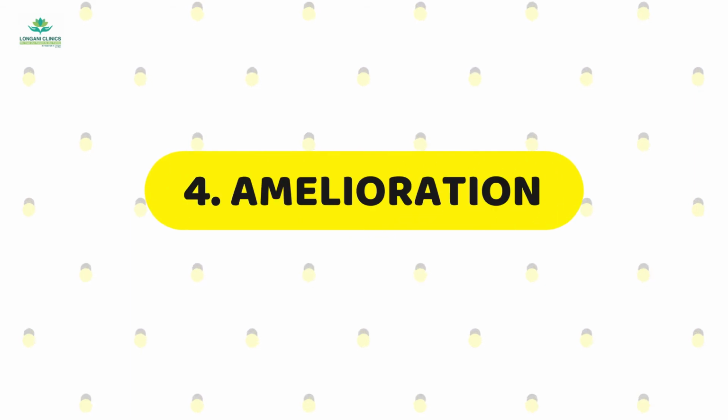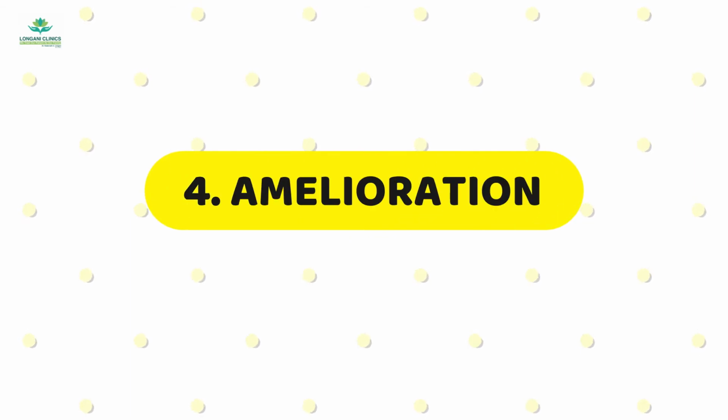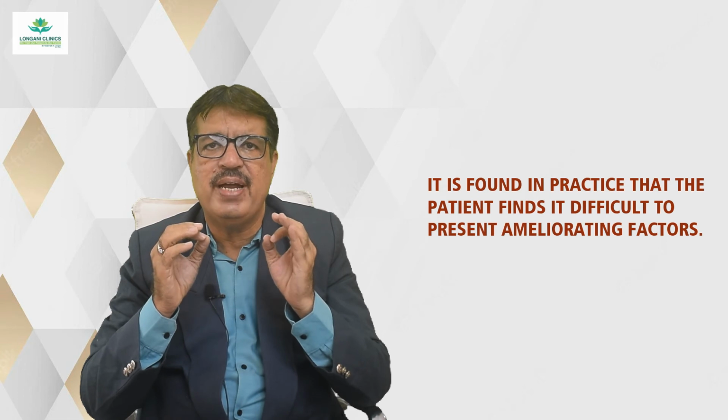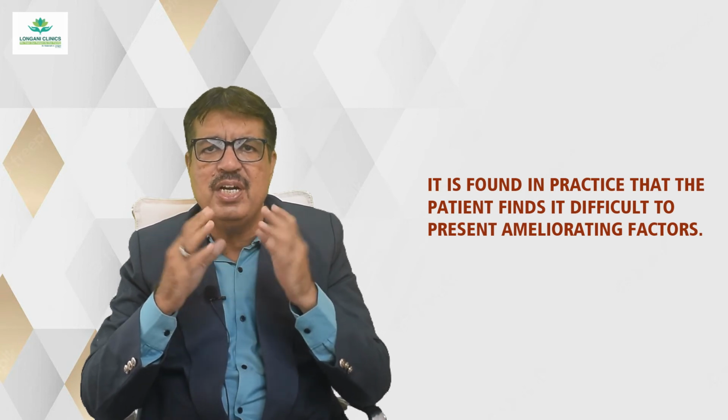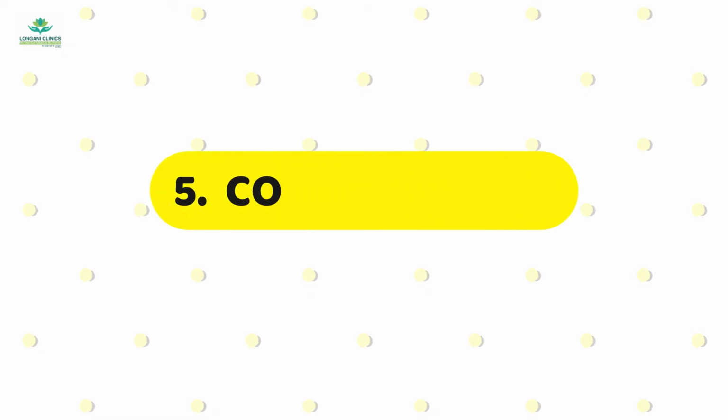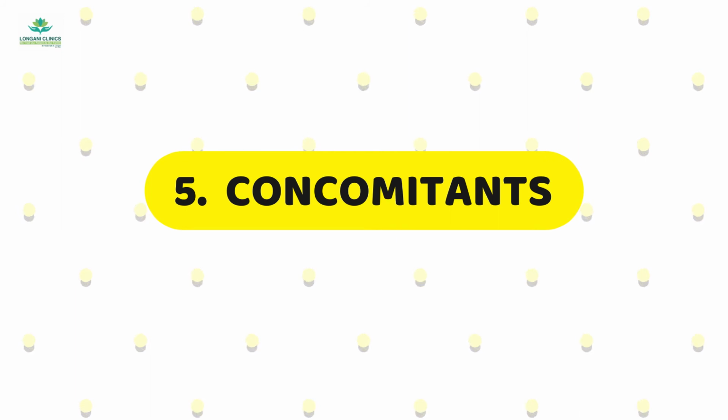Now the next point is amelioration. It is found in practice that the patient finds it difficult to present ameliorating factors. Thus, this subsection contains a lesser number of rubrics and is given less importance in repertorization. The ameliorating factor is used for the purpose of individualizing the case. Next point now is concomitants.